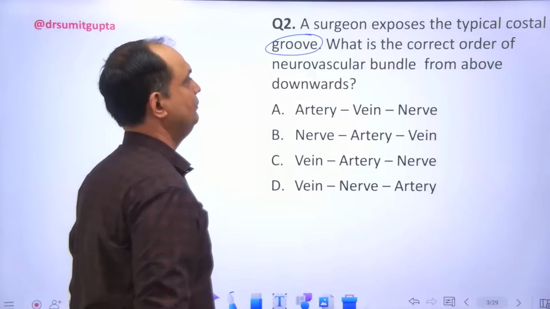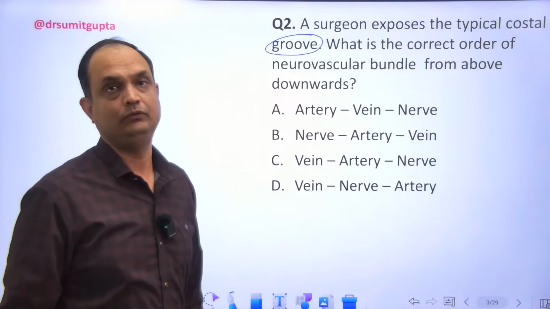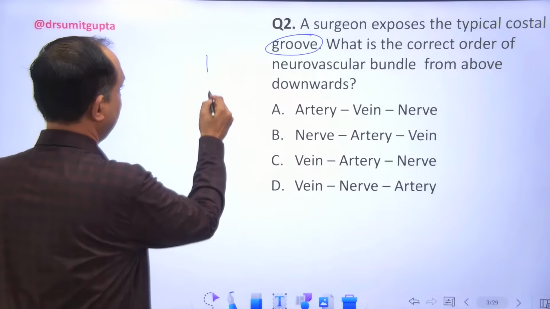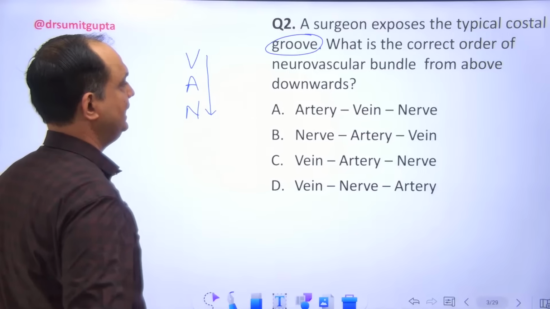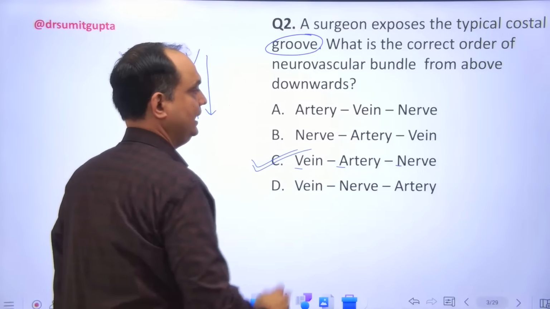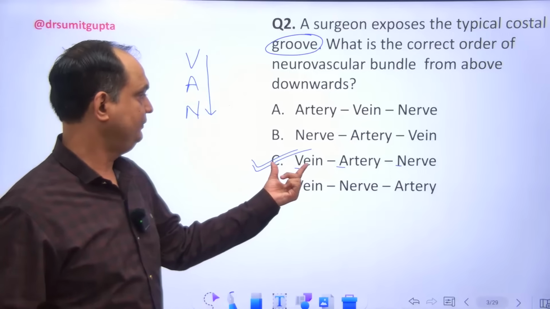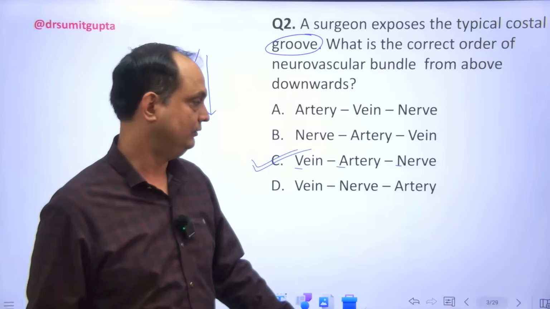Now the next question is, a surgeon exposed the typical costal groove. Clear? Now, which is the correct order of the neurovascular bundle from above downward? So when you go from above downward, it is VAN. Clear? So what is that? It is VAN. So vein, artery and nerve. So which are vein, posterior intercostal artery and intercostal nerve.